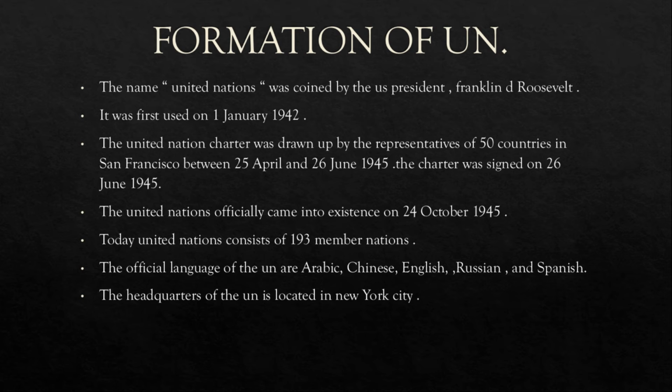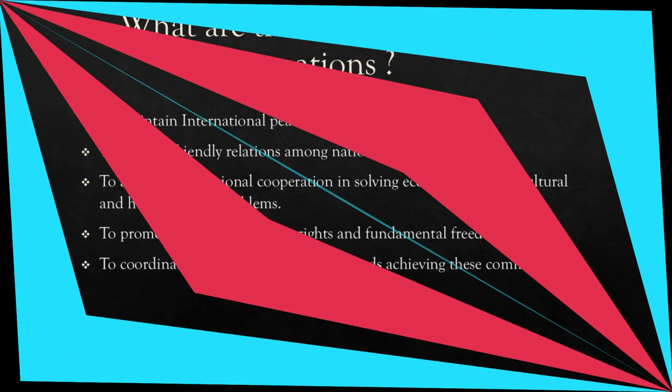The official languages of the UN are Arabic, Chinese, English, Russian and Spanish. Keep in mind, there is no Indian language like Hindi or Bengali used in the UN, because India is still not a permanent member of the Security Council of the UN. The headquarters of the UN is located in New York City. Remember all these.